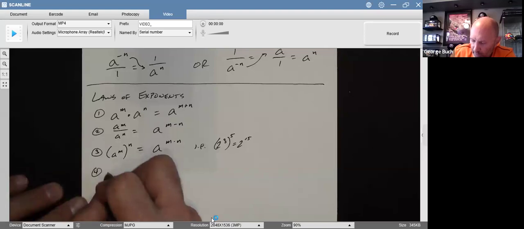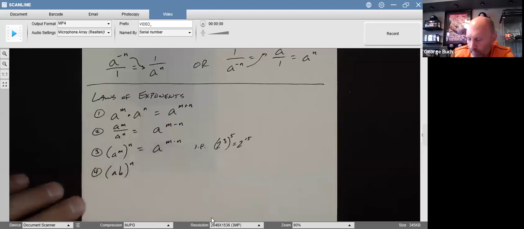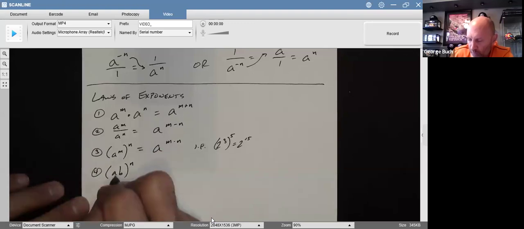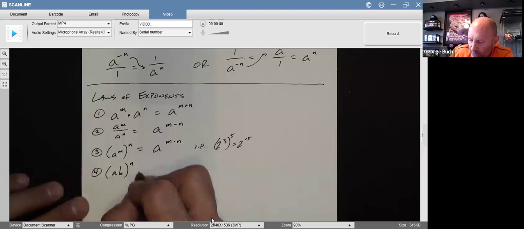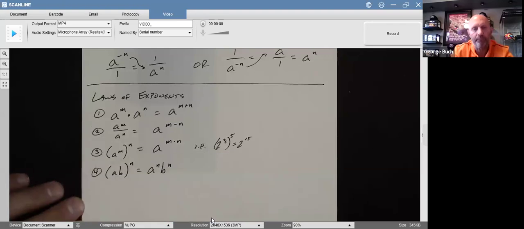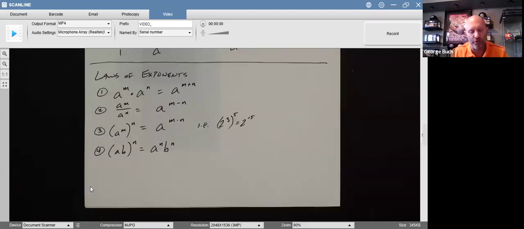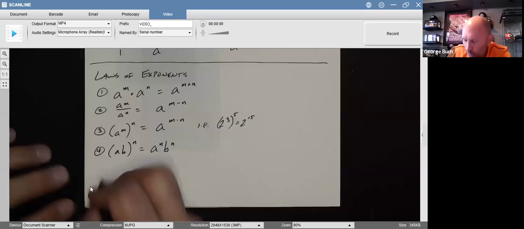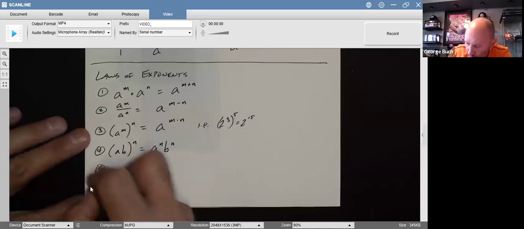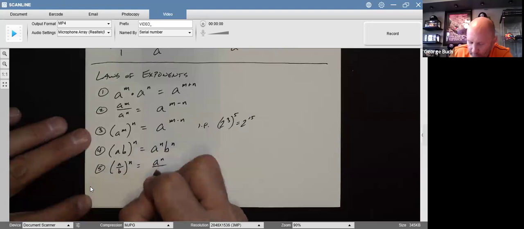If I have a product inside parentheses, all raised to the nth power, and again, this is for product. This is not for addition or subtraction. So if I'm multiplying two things inside, I can just bring the exponent in to each term. Again, let me just point out one more time, that's for product, not for addition and subtraction. It works for fractions as well. So a over b to the nth power is a to the n over b to the n.